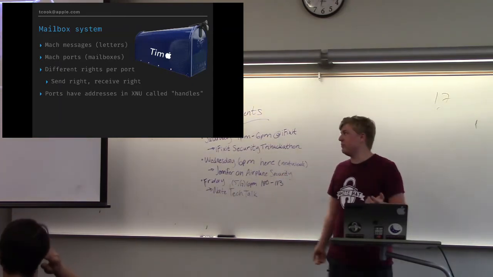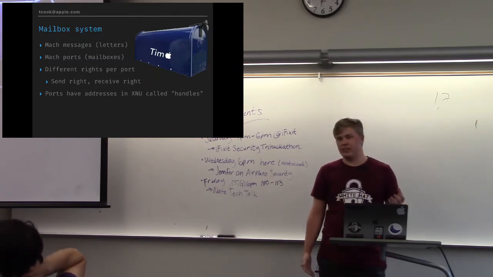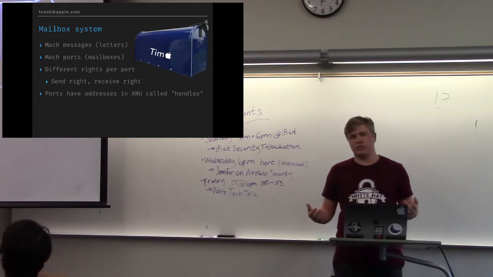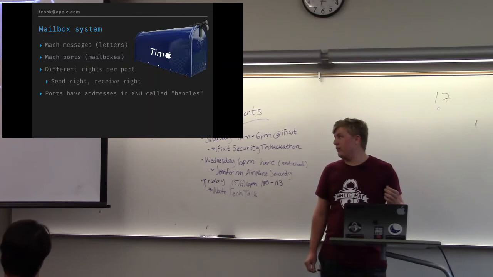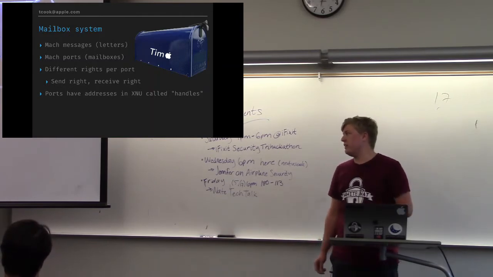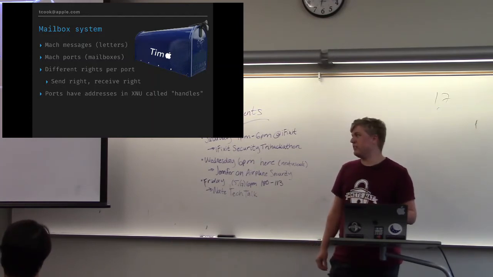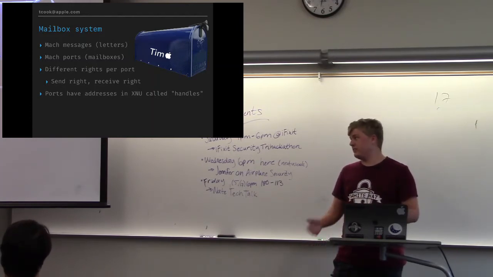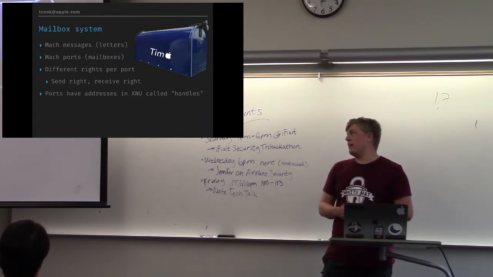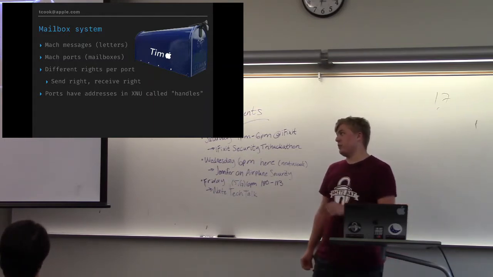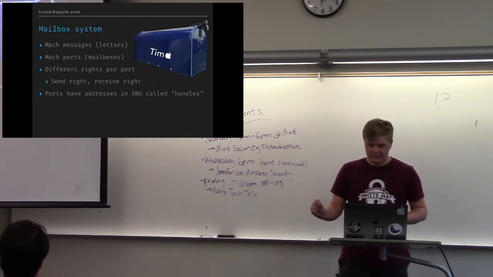The mailbox system is essentially you have messages and ports. The messages you can consider letters. The ports you can consider the mailboxes. So different ports will have different rights. So there's a send right and a receive right. So if a port only has a receive right, obviously it can only receive messages. If it only has a send right, it can only send. And then if it has both, it can do both. And then ports have addresses in the XNU kernel, which are called handles. That'll be important in a little bit.